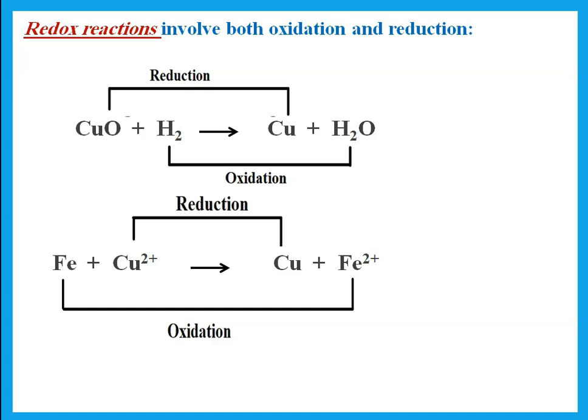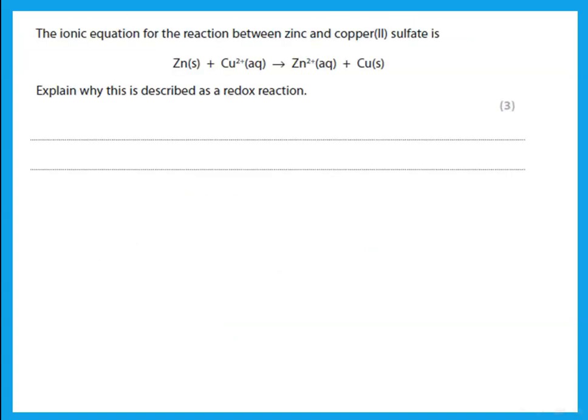Now, copper 2+ has changed to copper. That means either you say that it has gained electrons, or you say that the oxidation number has changed from +2 to 0. That means the oxidation number has decreased, and that is reduction.